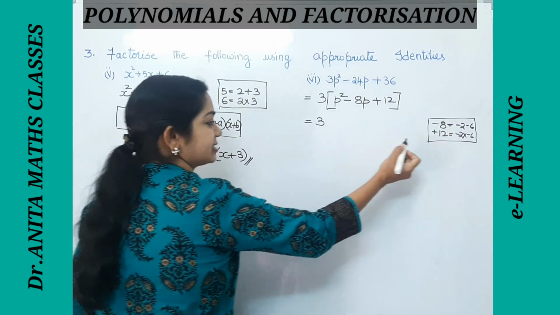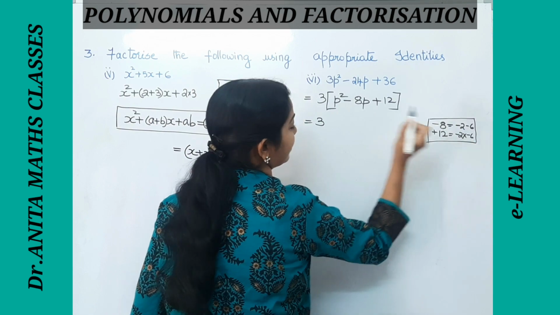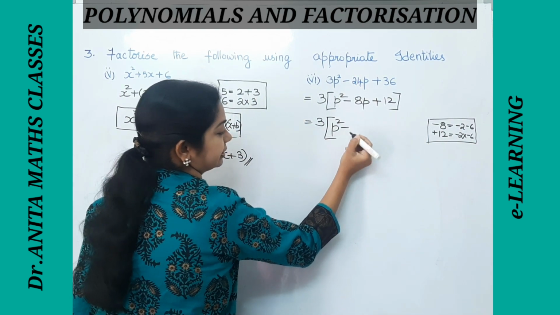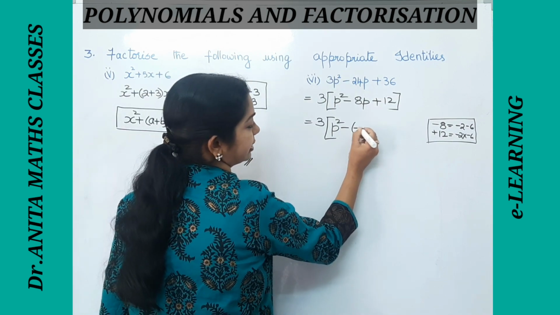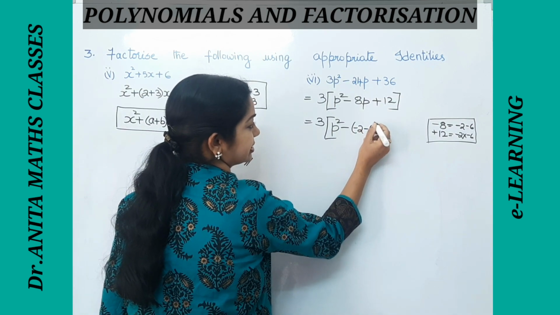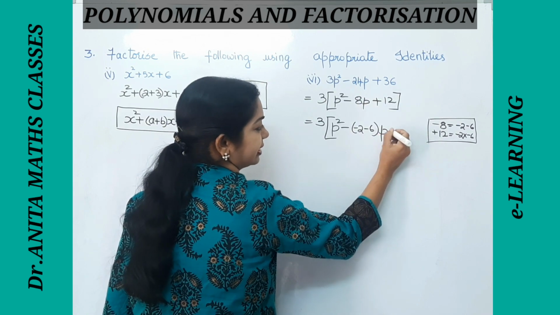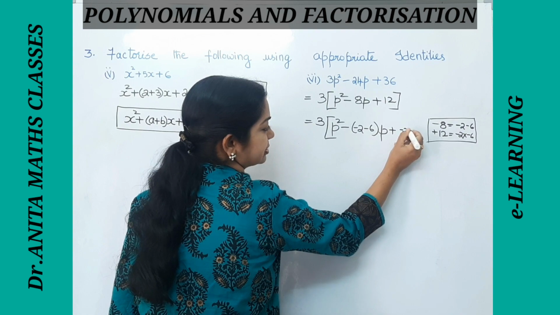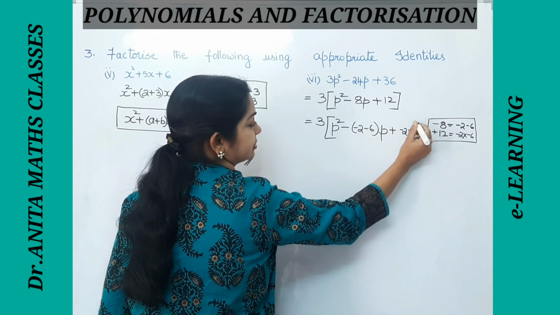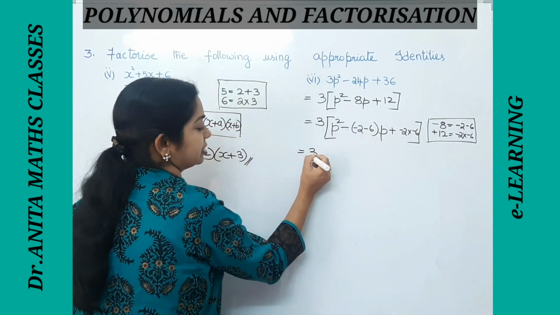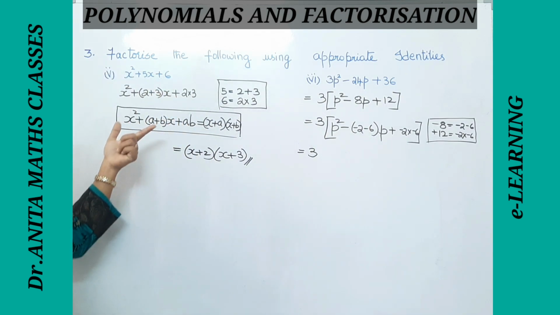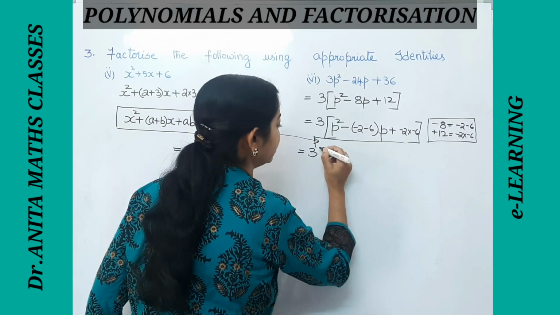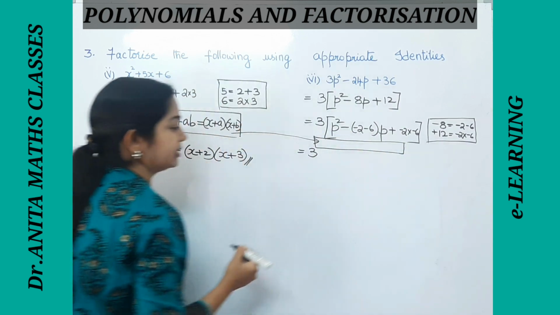Now here let us take our a value as minus 2 and b value as minus 6. So p square here I can write as minus 2 minus 6p, instead of minus 8, and the constant I can write as minus 2 into minus 6. Now this comes to 3. This I can write using the same identity I will apply here. This I am not mentioning here. Do write the identity always.